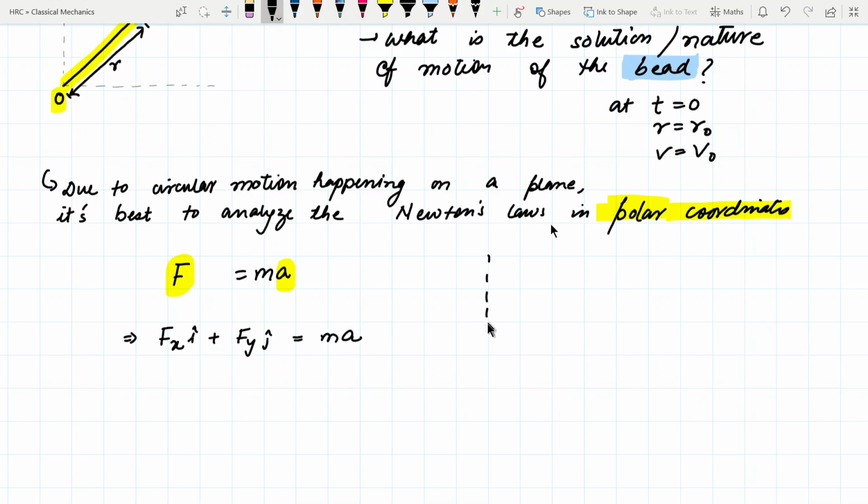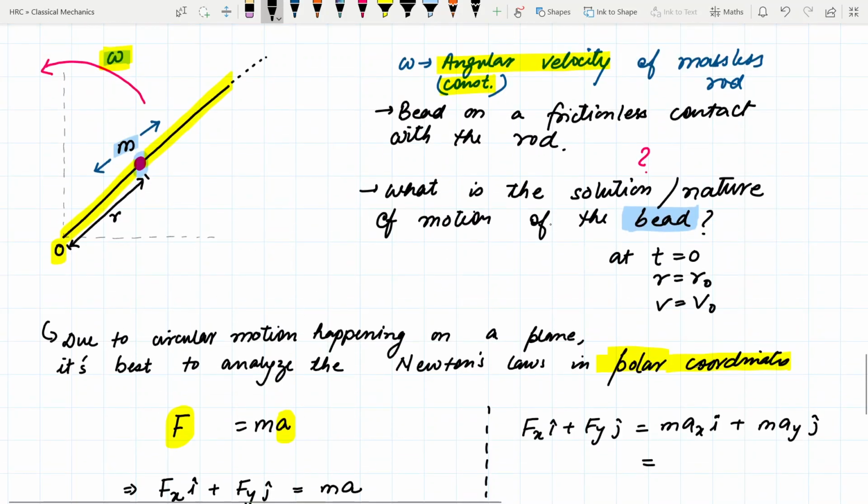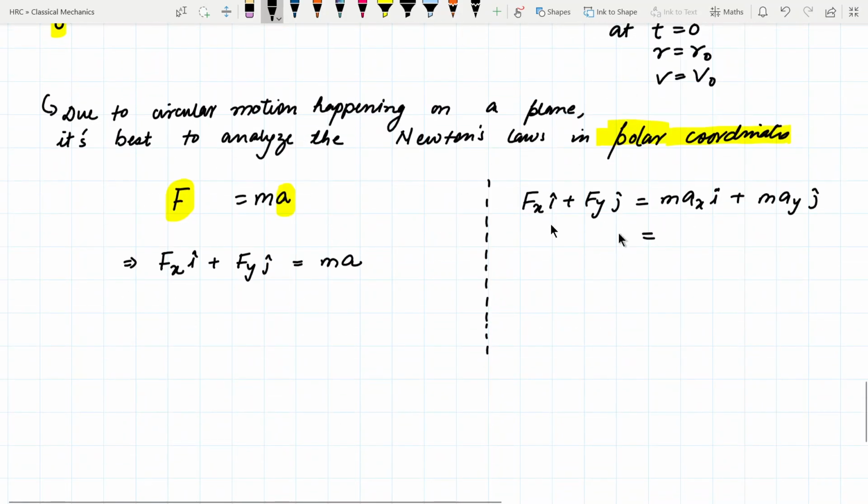So the question is, if I do not want to use the xy axes, if I simply want to write Fx i cap plus Fy j cap in terms of, let's suppose, max i cap plus may j cap, then how do we write accelerations in polar coordinates? Polar coordinates means r, theta. So if we go from x-y to the r-theta frame of reference, how will we write it? Anybody remembers? Mechanics first year.